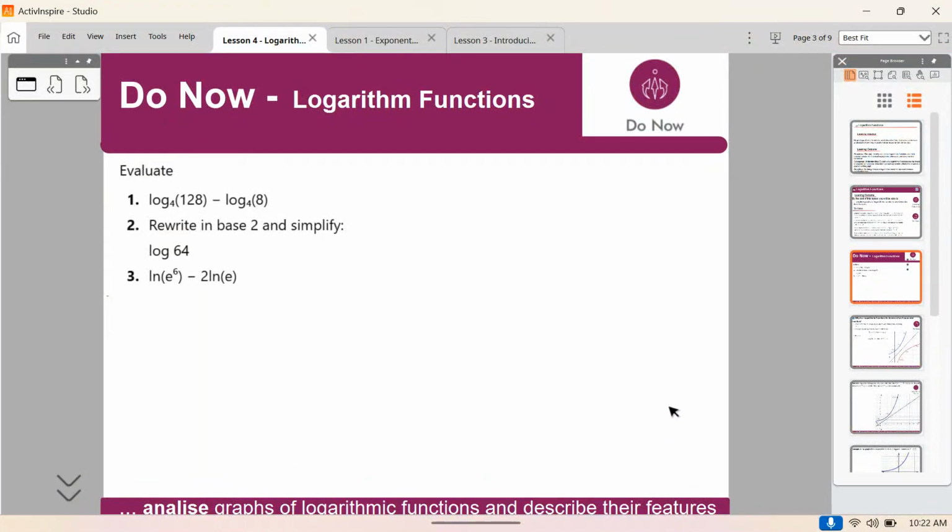Today our goal is to analyze graphs of logarithmic functions and describe their features. We're going to kick off with a do now, reviewing the previous lesson. So our lesson today is on logarithm functions. Have a go at these questions now. All right, let's have a little review from the previous class.